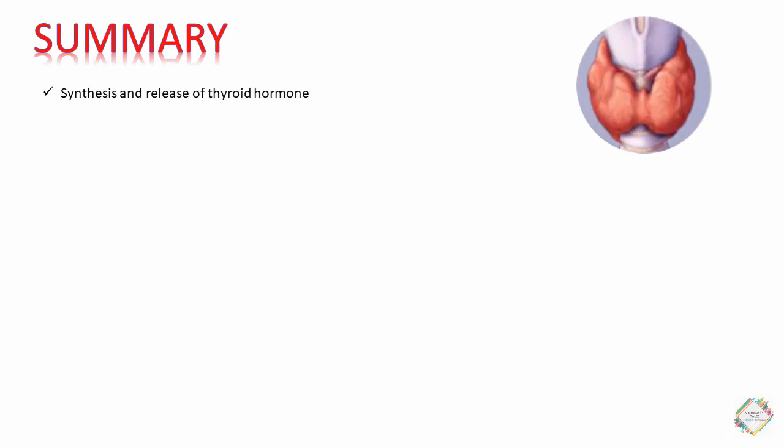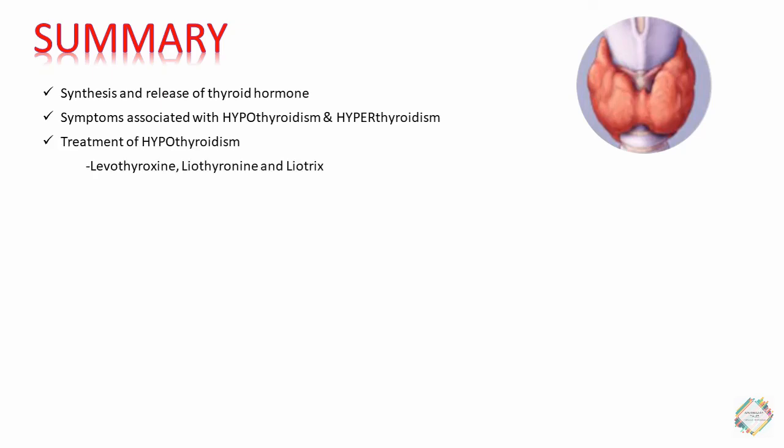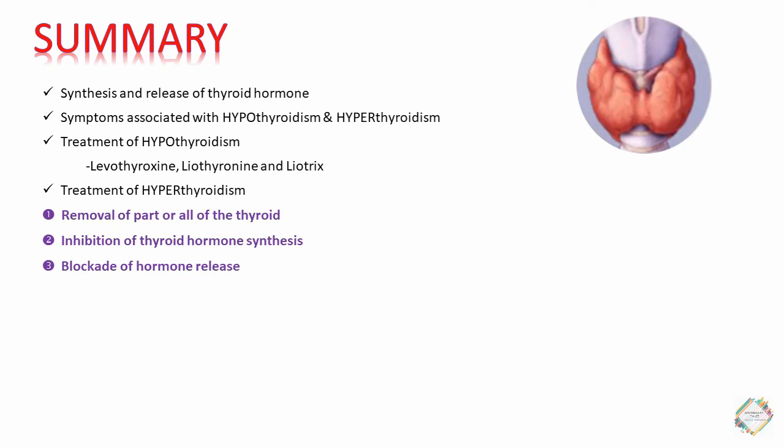Now let's summarize what we have learned in this video. We have talked about the synthesis and release of the thyroid hormone, the symptoms associated with hypothyroidism and hyperthyroidism, treatment of hypothyroidism which includes levothyroxine, liothyronine and Liotrix, then the treatment of hyperthyroidism, that is by the removal of part or all of the thyroid, inhibition of thyroid hormone synthesis, and last by the blockade of hormone release. Then we talked about the thyroid storm and its treatment.